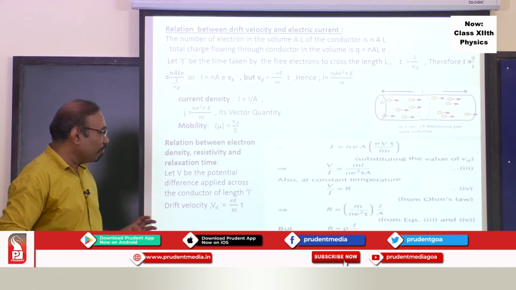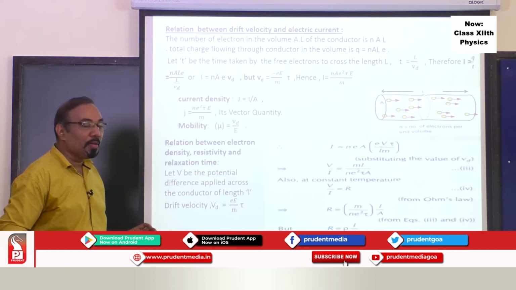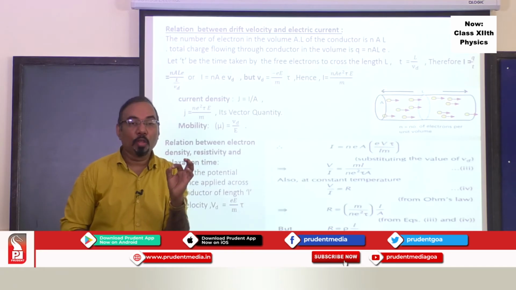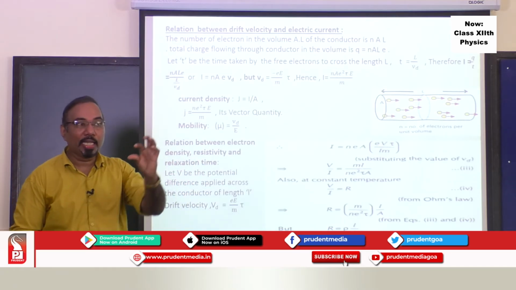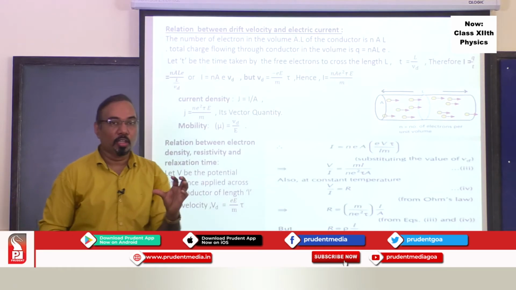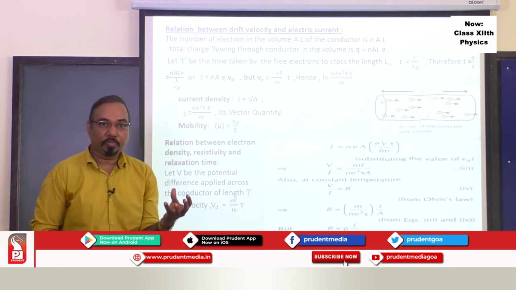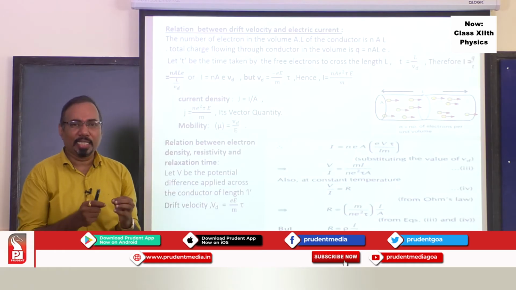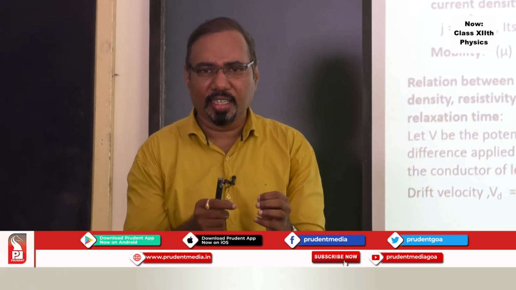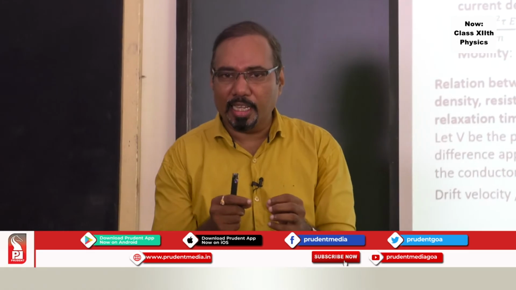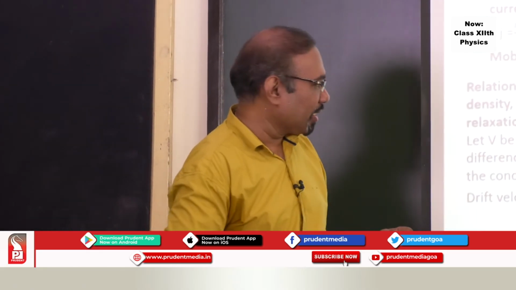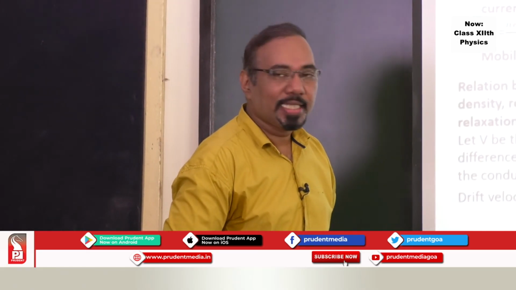What does this really mean? Resistivity is inversely proportional to relaxation time. What is relaxation time? It is the average time between successive collisions. So if the resistivity is more, relaxation time is less. If the time is less, there will be frequent collisions.